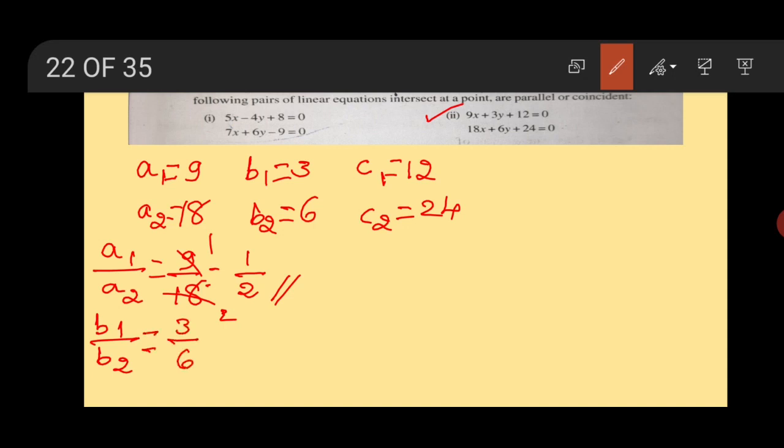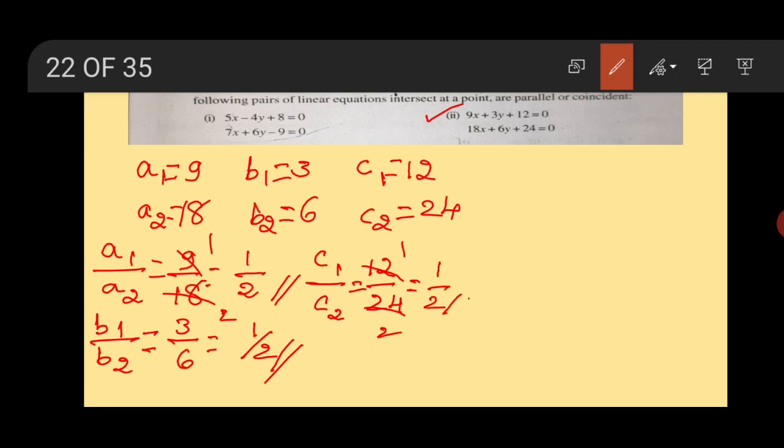Ratio b1 by b2 is equal to 3 by 6. Again, 3 ones are 3, 3 twos are 6, so it is also equal to 1 by 2. Similarly, find the ratio c1 by c2. It is equal to 12 divided by 24. Simplifying, 12 ones are 12, 12 twos are 24, so once again it is equal to 1 by 2. So these three ratios are one and the same. Therefore a1 divided by a2 is equal to b1 divided by b2 is equal to c1 divided by c2.